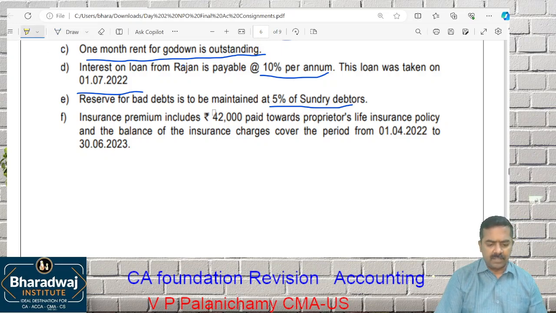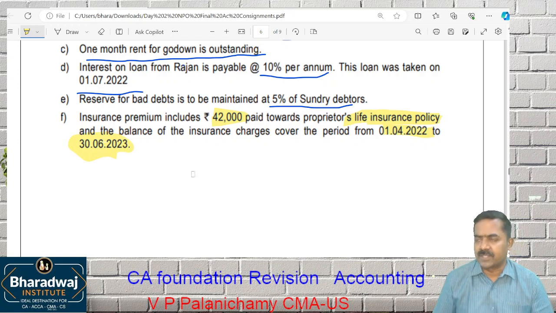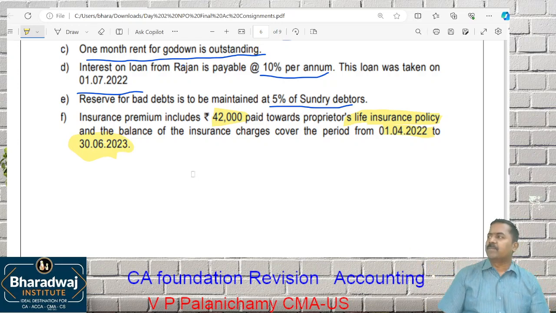Insurance premium 42,000 paid towards which one? Proprietor's life insurance policy. What is it? Drawings. The balance of insurance charges are from 1st April to 30th June 2023, given. So you have to see the prepaid insurance. We are closing the accounts on 31st March. Insurance is paid up to 30th June. How many months paid in advance? 3 months paid in advance.